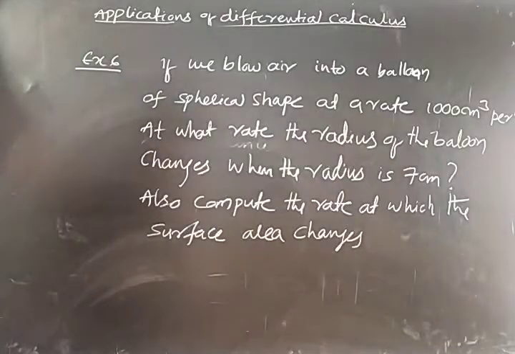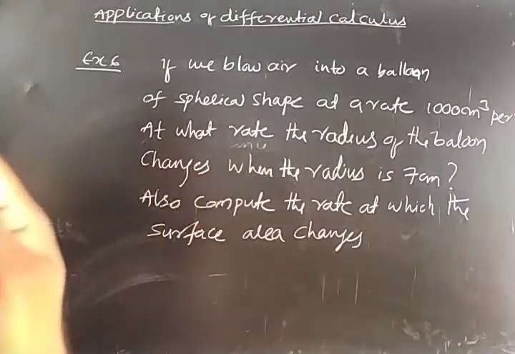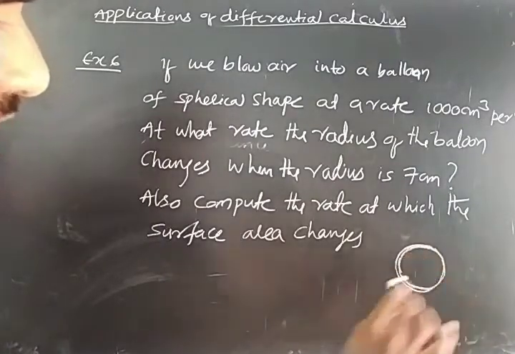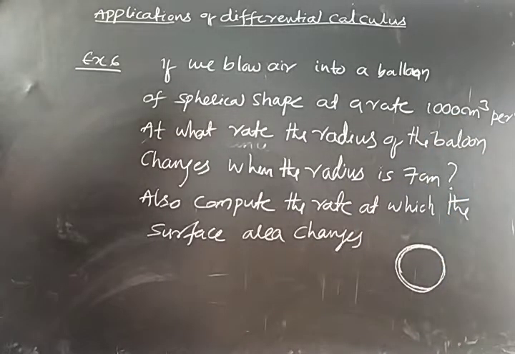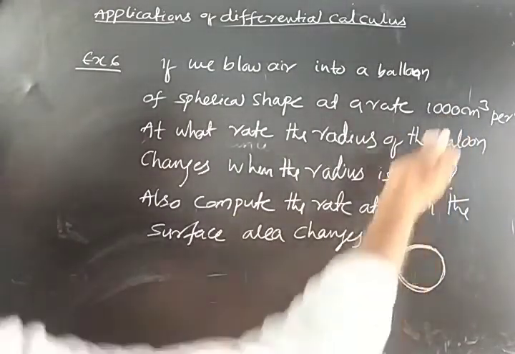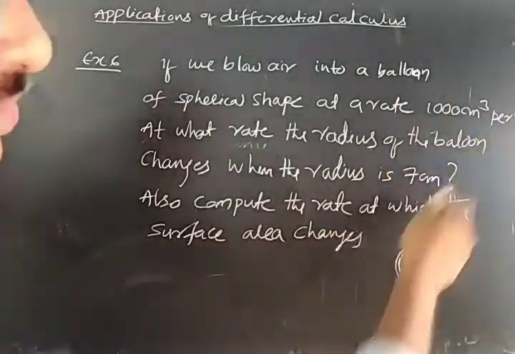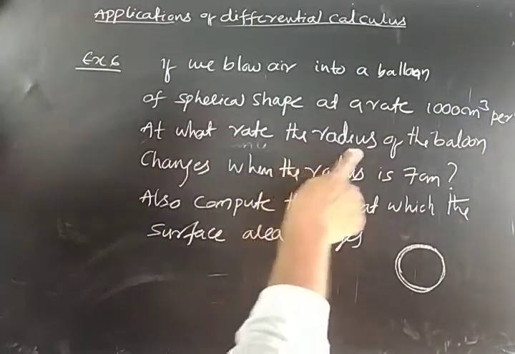Now the next example problem, Example 6. If we blow air into a balloon of spherical shape at the rate of 1000 centimeter cube per second. So we are blowing air into a balloon which is in the shape of a sphere, at the rate of 1000 centimeter cube per second. This is the change in volume with respect to time, so this is dV by dt. 1000 centimeter cube per second is dV by dt. At what rate does the radius of the balloon change?